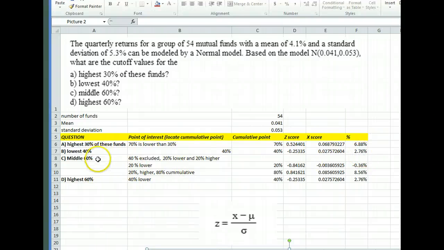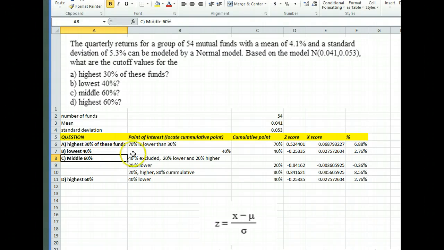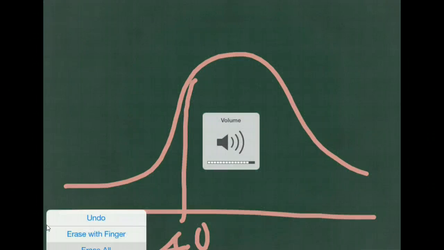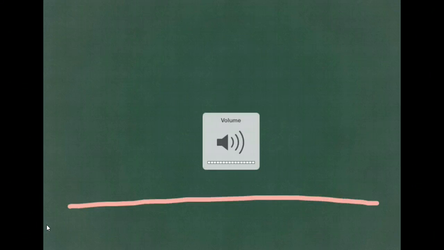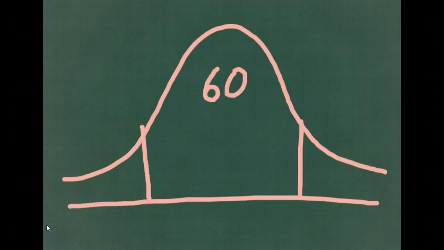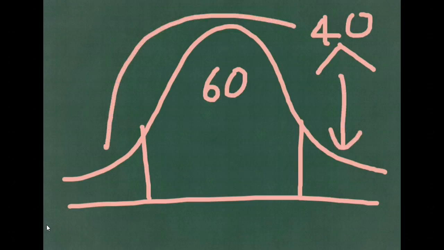Now if we're looking to find the cutoff values for the middle 60%, remember we always want to translate this to cumulative values. So the middle 60% is going to mean that with 60% here, 40% is excluded, but that 40% is going to be divided equally between here and here. So this is going to be 20%, this is going to be 20%.